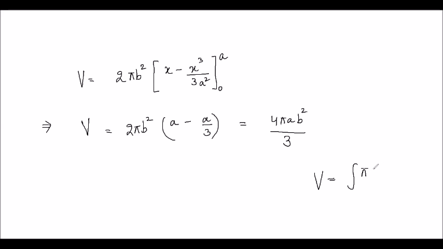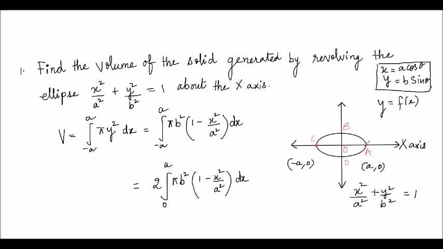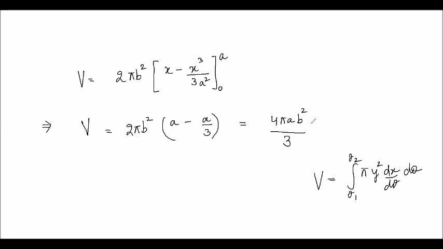pi y square dx by d theta. And here we will be having the limits of theta, say theta 1 to theta 2. We will be finding the limits theta 1 and theta 2 from these points A and C. We will be finding that corresponding to the point A, what is theta 1, and corresponding to the point C, what is theta 2. And within those limits, we will be evaluating this integral and we will be getting the same volume, 4 pi a b square upon 3. Now let us take the second problem.